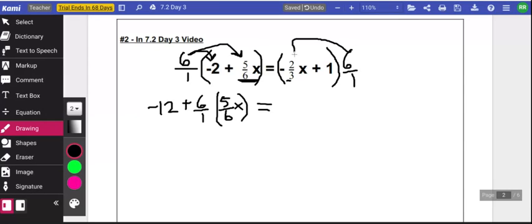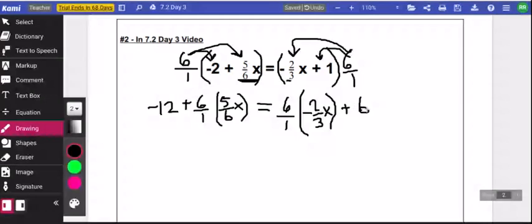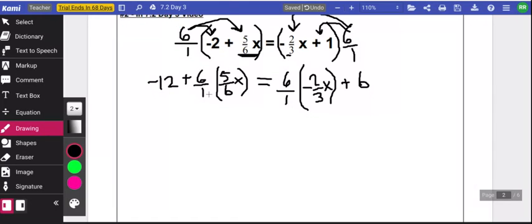So 6 times negative 2/3 x. So 6 over 1 times negative 2/3 x. Again, don't forget your variable. Please don't forget your variable. 6 times 1, that is positive 6. Okay? Now I'm going to go through and cross simplify my fractions so that I end up with only integers.